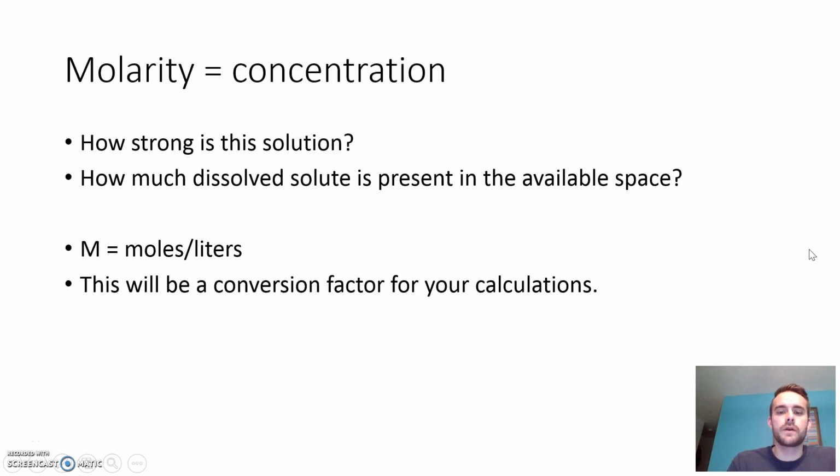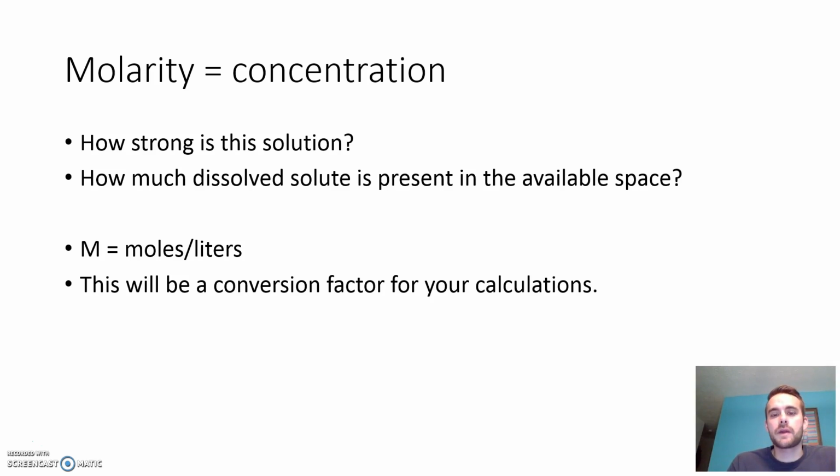Okay, so today we're looking at some molarity calculations for Chem 1. Don't forget that molarity is concentration. We use molarity when we're trying to answer the question, how strong is the solution? Or, for instance, how much dissolved stuff really is present in the space that we have, maybe in a beaker or an Erlenmeyer. Remember, as I always say in class, big M is moles over liters, and we're going to actually use that as a conversion factor for our calculations today.